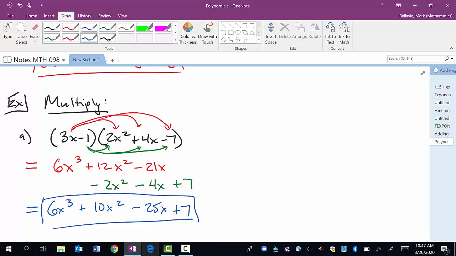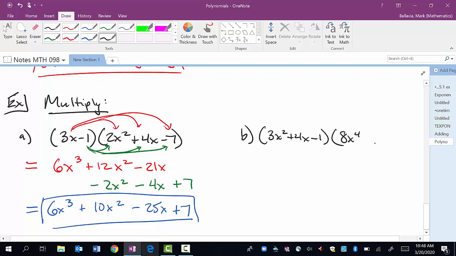Alright, take a look at another one like this. If I said I had 3x squared plus 4x minus 1, I'm going to multiply that to 8x to the fourth minus 5x squared plus 6.